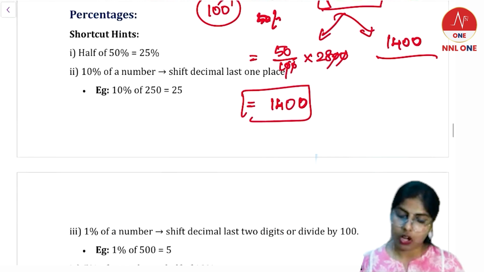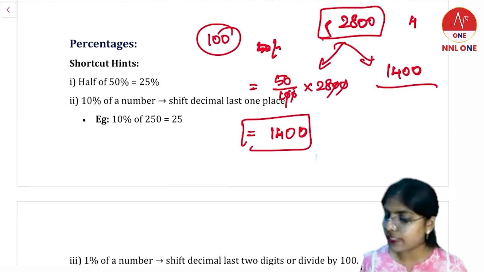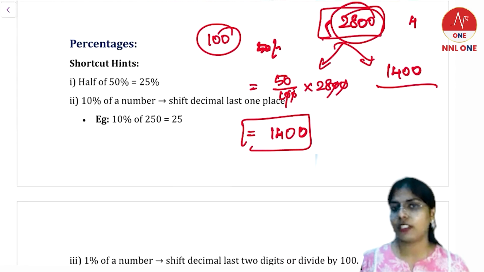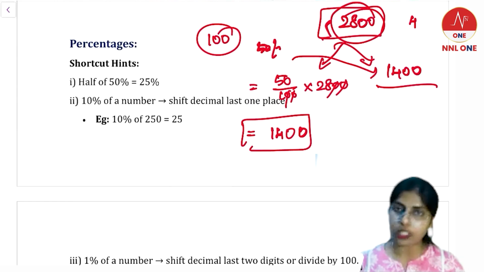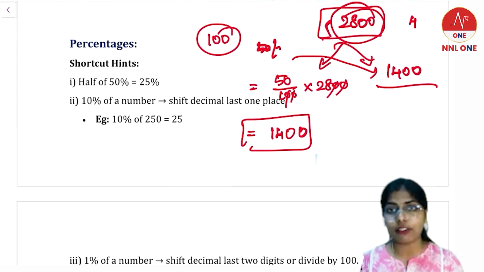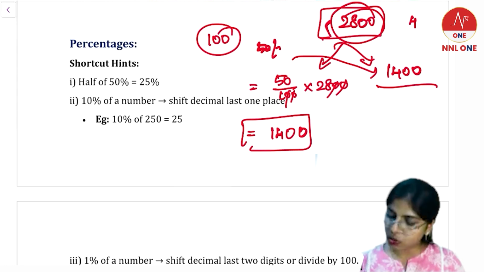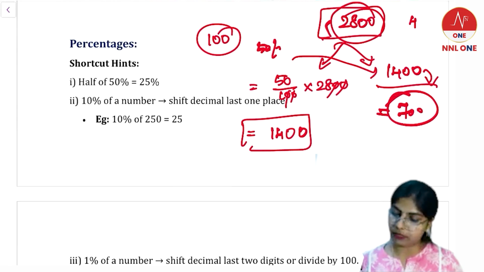Next, half of 50% is going to be 25%. If a question is asked, what is 25% of 2800? You need to know what is 50% of 2800. After you get to know what is 50% of 2800, you will know what is 25%. 25% is half of the 50%, right? So half of the 50% is 25%. So the 25% will be half of this number. So what is the 25% of this number? It is 700. Am I right?